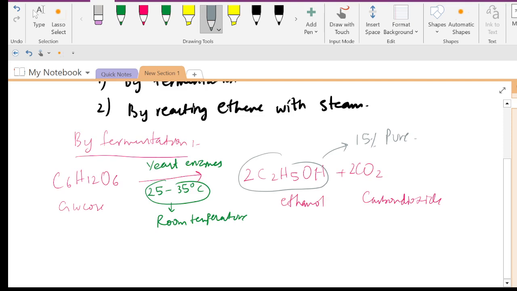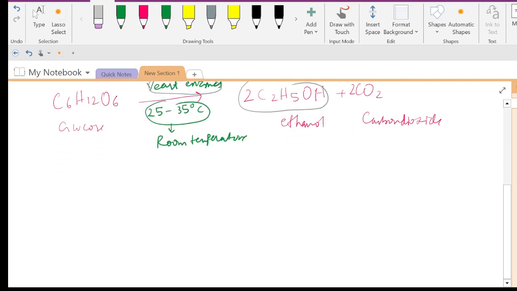The yeast enzyme that works for this whole process is the zymase enzyme. Actually, this is an enzymatic activity. So the zymase enzyme is able to convert the glucose into ethanol and carbon dioxide, and that ethanol is 15% pure.